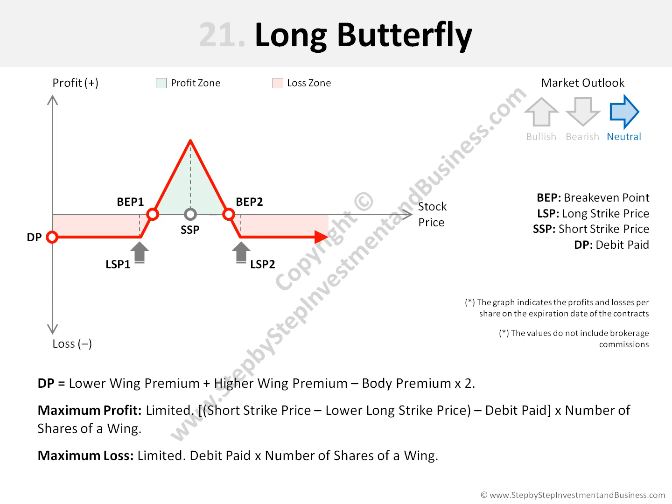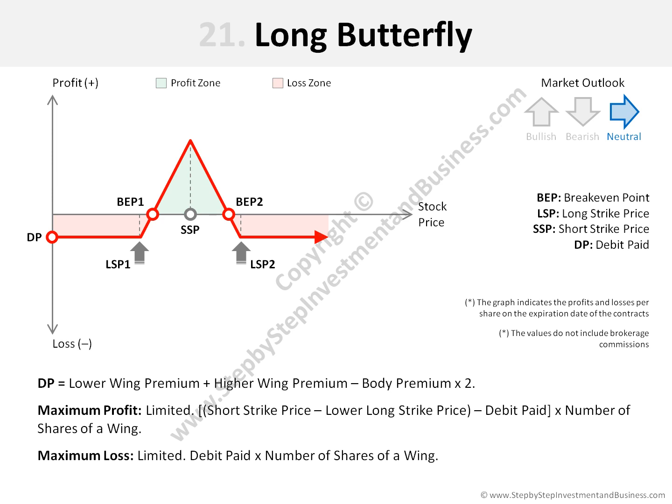In the long butterfly strategy, the middle strike price, that is, the strike price of the short contracts, is called body. On the other hand, the lower and higher strike prices, that is, the strike prices of the long contracts, are called wings.